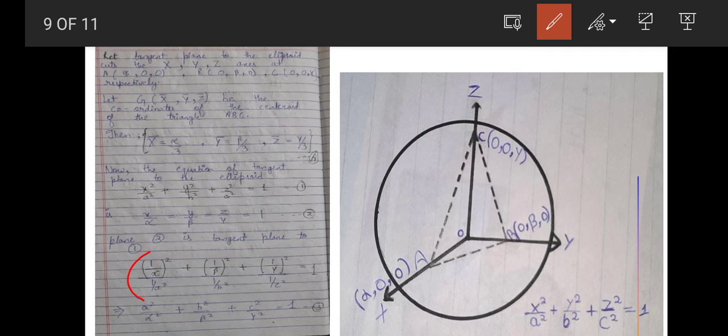We'll put the values in this equation of the tangent and we'll get 1 upon alpha whole square upon 1 upon a square, plus 1 upon beta whole square upon 1 upon b square, plus 1 upon gamma whole square upon 1 upon c square, as 1. On further solving this equation we'll get a square upon alpha square plus b square upon beta square plus c square upon gamma square is equal to 1, and we'll call this equation number 3. Here we have equation a as the point of centroid, that is G.